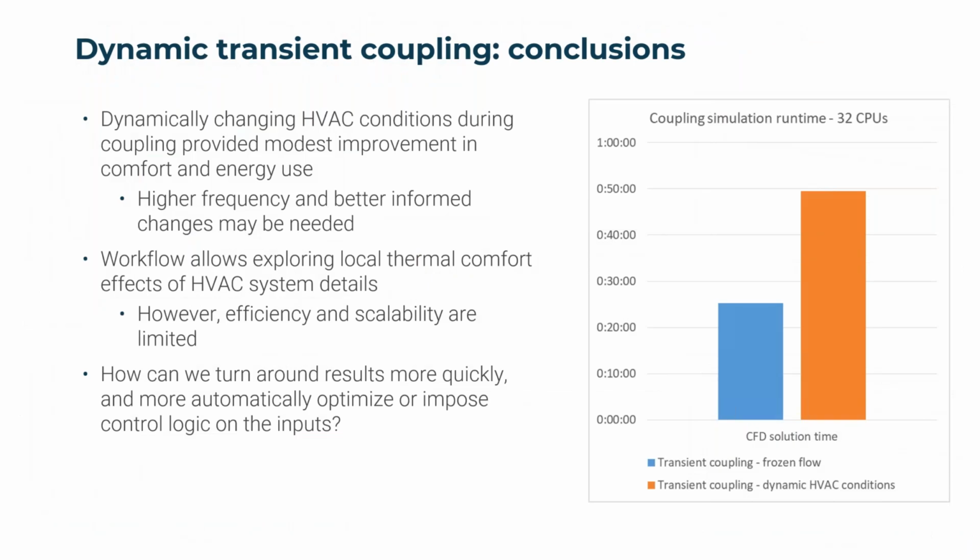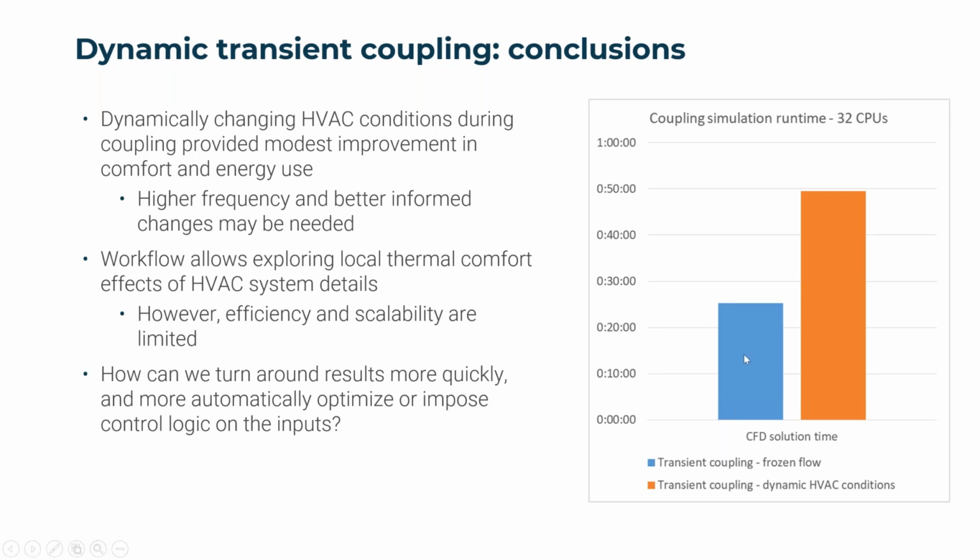So doing that coupling with dynamic changes to HVAC conditions did modestly improve the comfort and the energy use. But if we want to make that more realistic or more controlled, we're going to need to make more than one change, that step change, and we might need to be better informed rather than just making some guesses about how to do that. So this workflow did let us look at some of those thermal comfort effects, but the efficiency and the scalability of that are going to be limited.